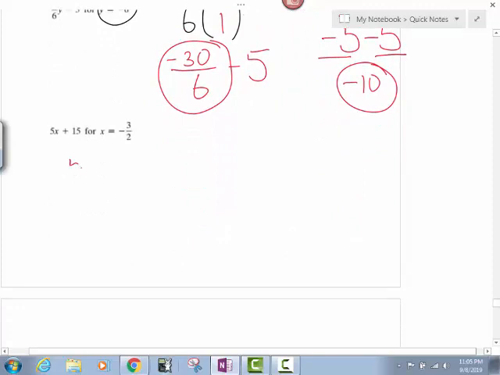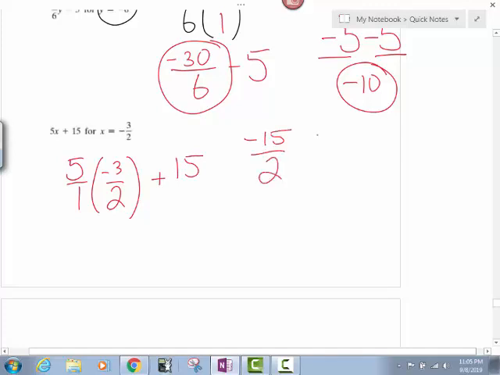So I'm going to write 5. I'm going to think of this 5 as 5 over 1, simply for the reason that when I'm plugging in my number x in, my number x is a fraction. Okay. So we multiply straight across. That's going to give me a negative 15 over 2, okay, plus 15 over 1.